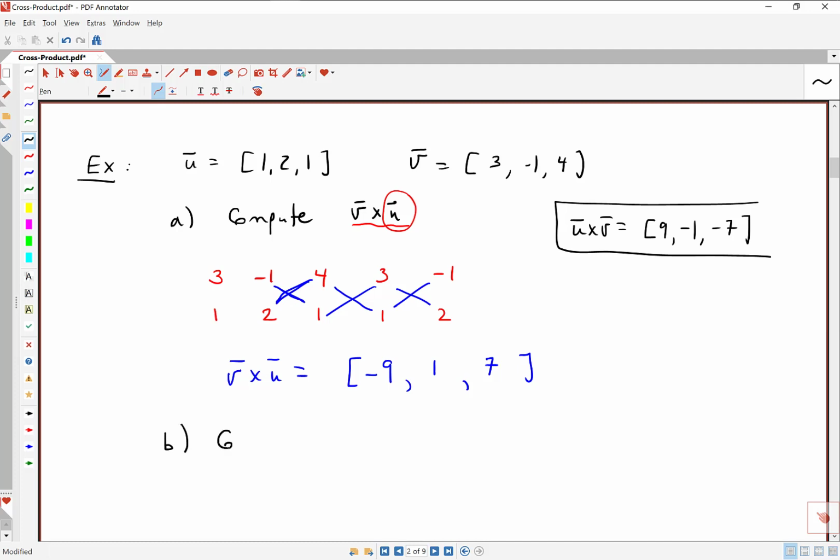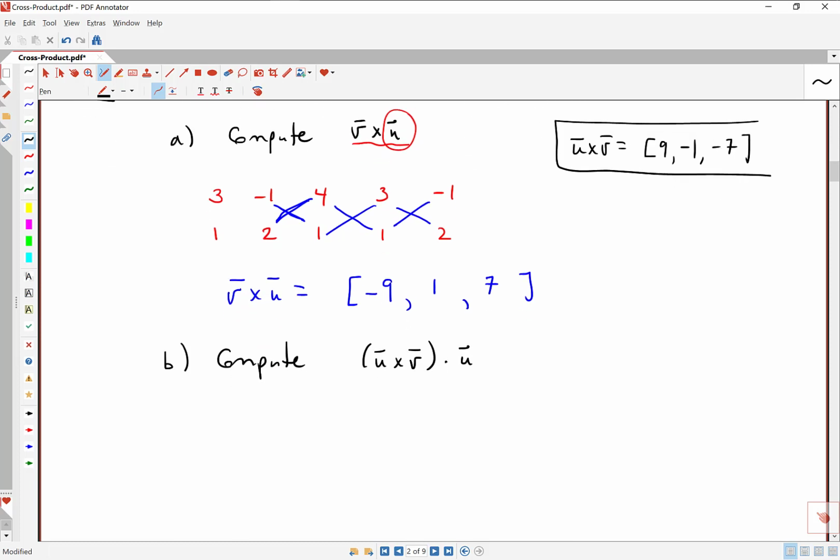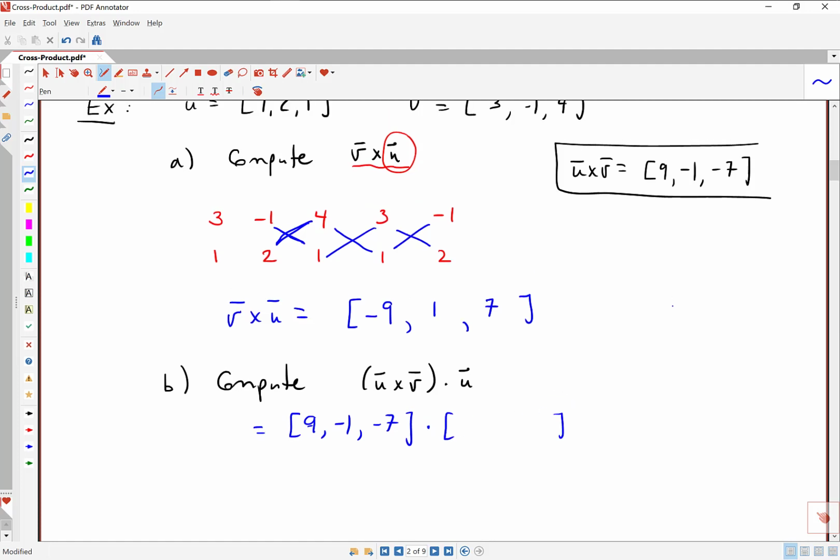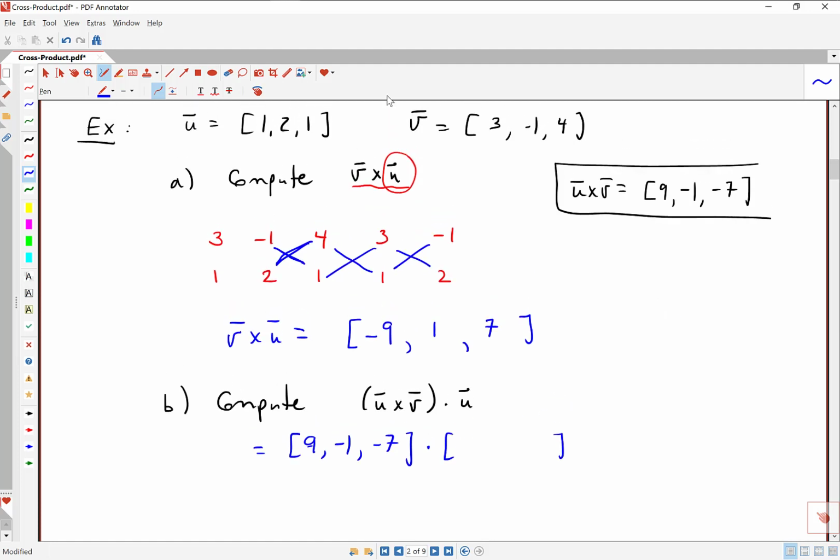Second computation that we're going to do here, we're going to see what happens if we take the vector u cross v and we do the dot product with u. Let's try that. So as we figured out in our first example, u cross v was the vector 9, negative 1, negative 7, and we're going to do the dot product with the vector u that we started with. So that was 1, 2, 1.